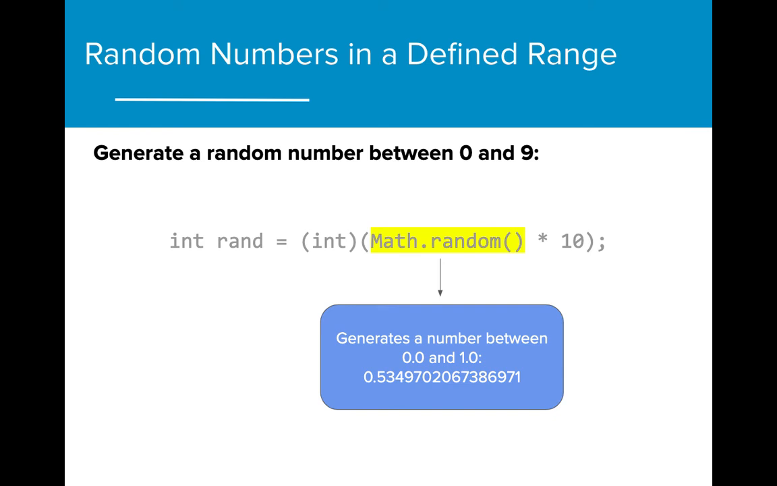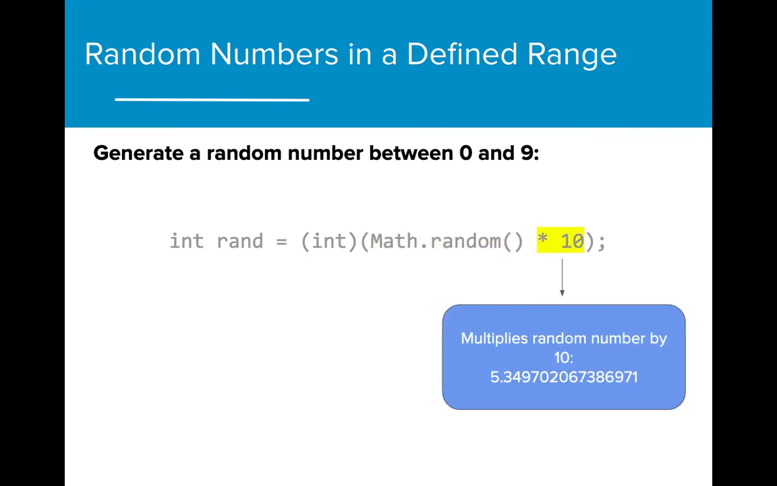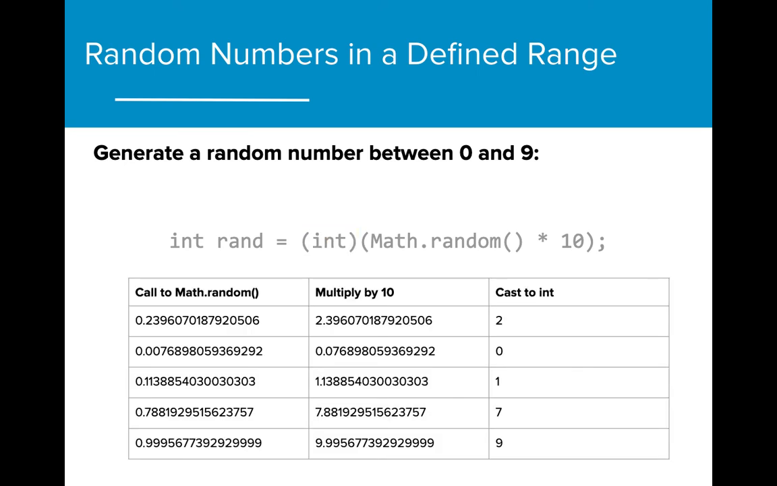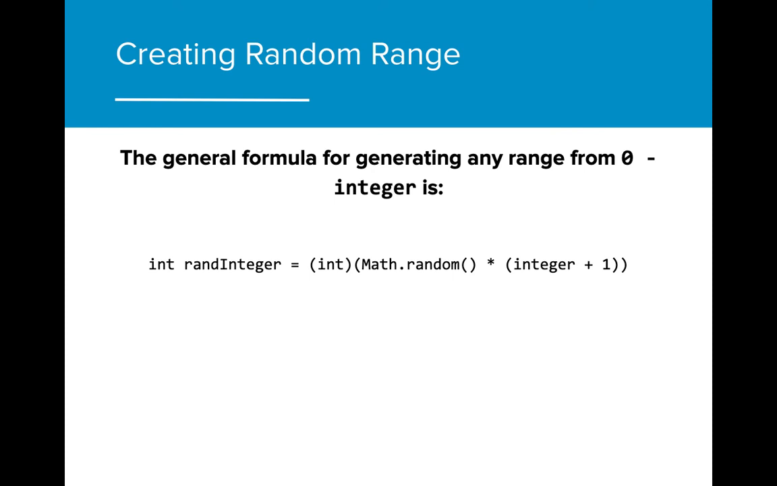Every time Math.random is called, a new decimal number between 0.0 and 1.0 is generated. We then multiply that number by 10 so that there is a number in the ones place. Next, the number that was generated is cast to an int, which drops the decimal values from the number and leaves us with a positive number between 0 and 9. We can repeat the process as many times as we like and generate as many random numbers between 0 and 9 as we want.